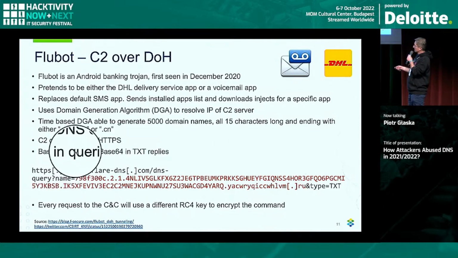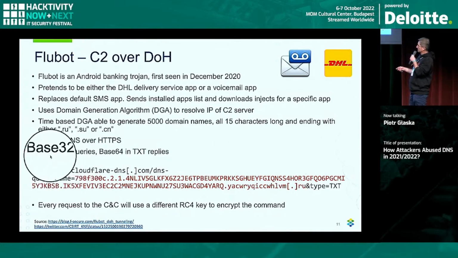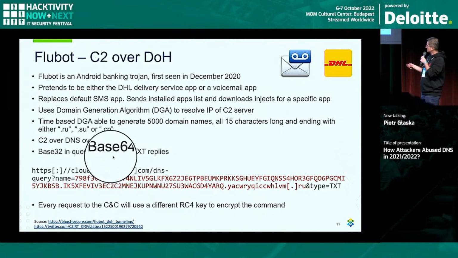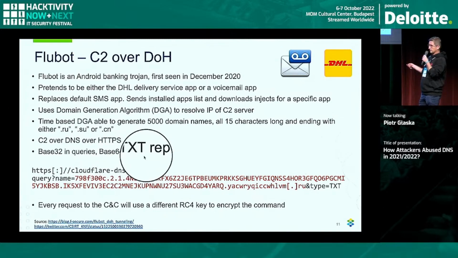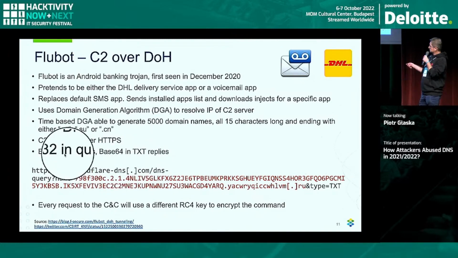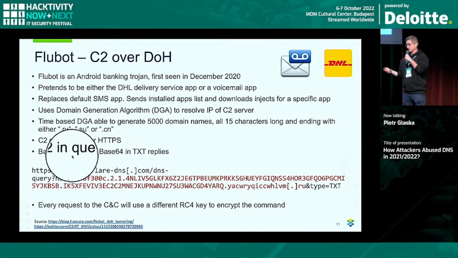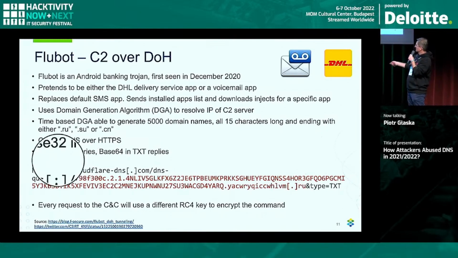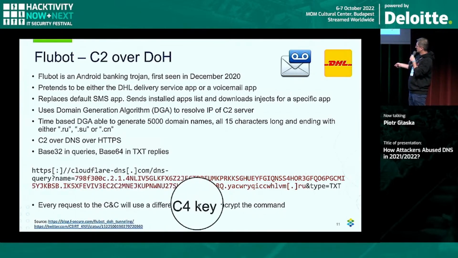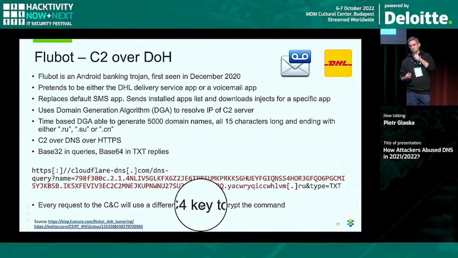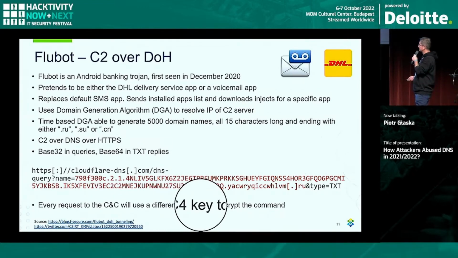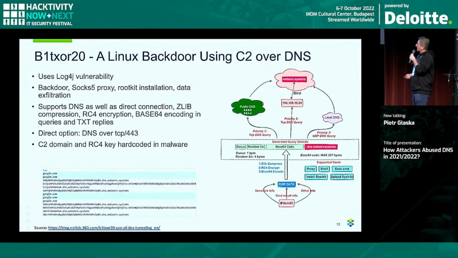Base 32 encoding is completely untypical in such simple malware. Usually they would use hex or base 64. They were using base 64 to encode data in TXT replies. But I think it's the first simple malware using base 32 which I have seen in the last few years. Also, they were actually using encryption for command and control communication, so also not that typical for simple malware.